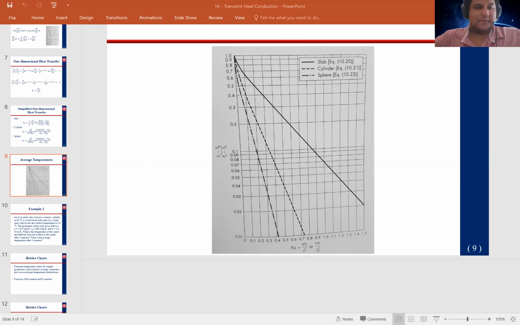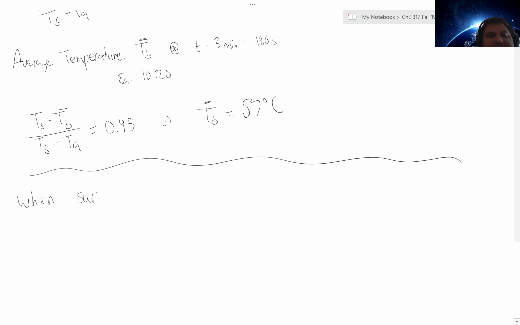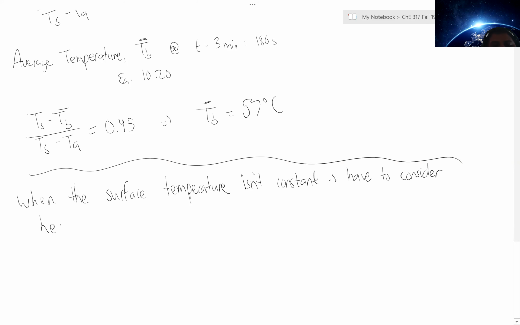All right. So one thing that we have to note is that these one-dimensional approximations that we've developed only apply when the surface temperature is constant. Now, when the surface temperature isn't constant, that means we have other systems or situations occurring. When the surface temperature is not constant, you have to consider heat transfer that occurs on the surface.